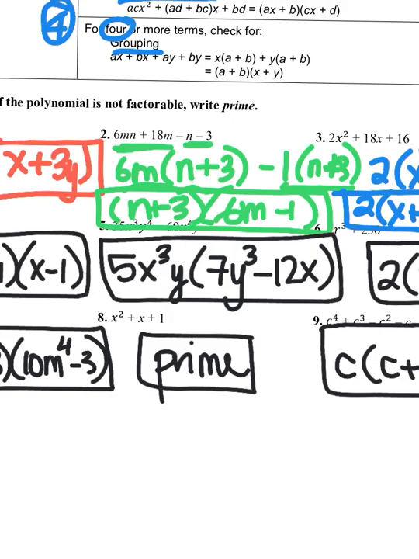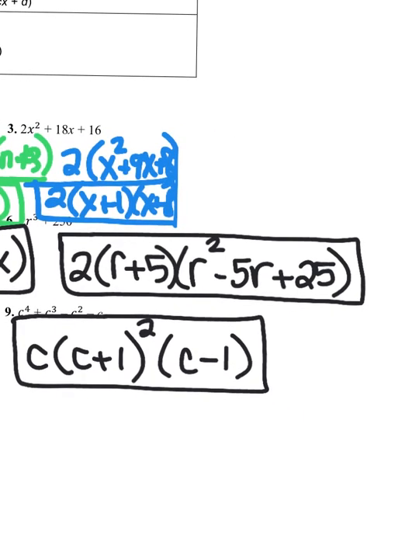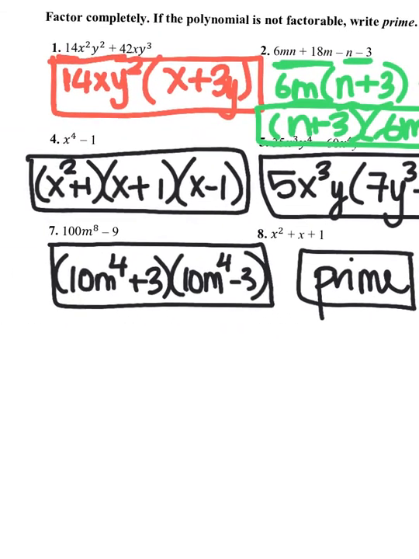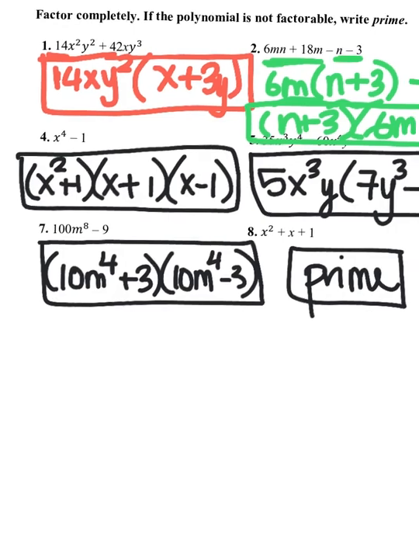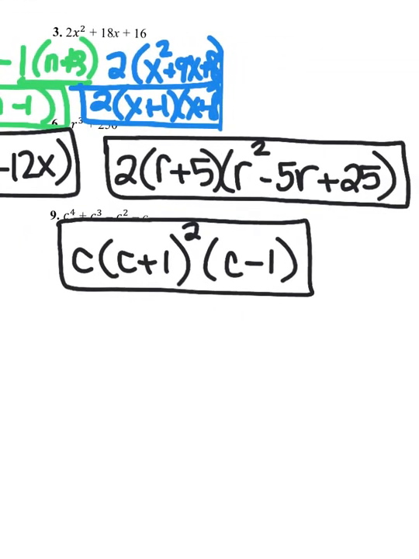All right, number 6, our answer is 2 times r plus 5 times r squared minus 5r plus 25. That was using the sum of two cubes on that one. Number 7, the answer was 10m to the 4th plus 3 times 10m to the 4th minus 3. Number 8 is prime. And 9 is c times c plus 1 squared times c minus 1.